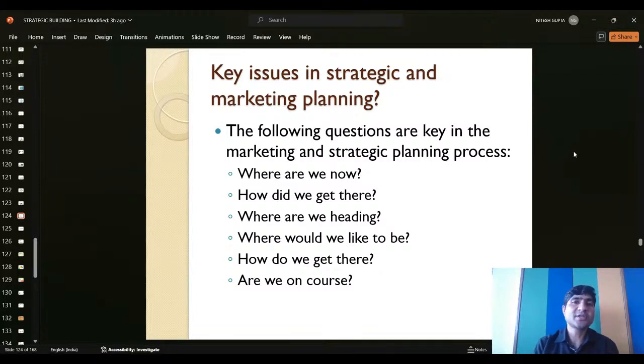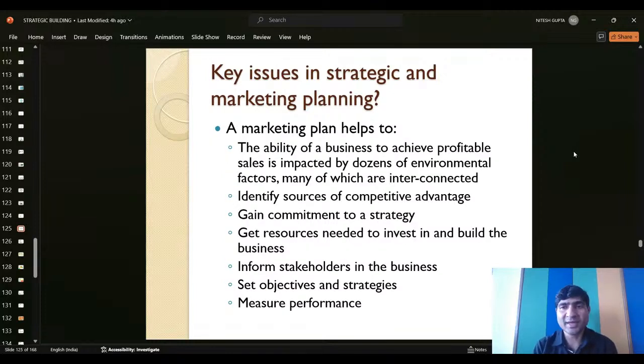Now the key issues in strategic and marketing plan are like, where are we now? How did we get there? Where are we heading? Where would we like to be? How do we get there? How can we move on? So the marketing plan will help to analyze the ability of the business, identify the source of competitive advantage, gain commitment to a strategy, get resources needed, and inform stakeholders in the business.